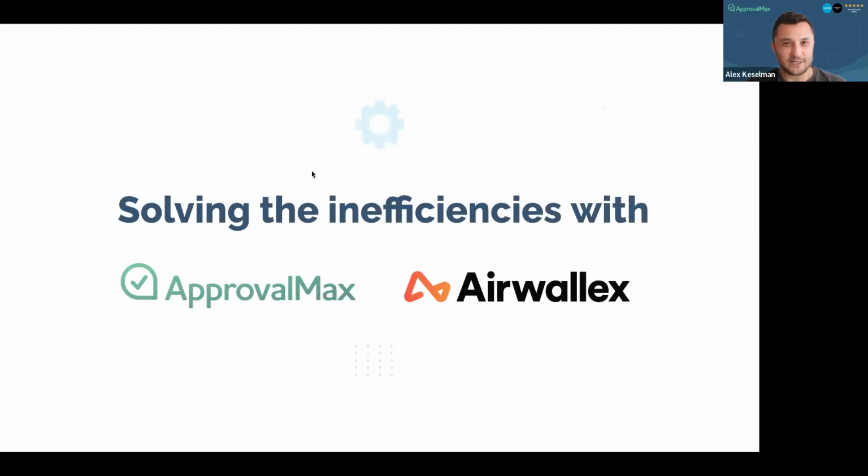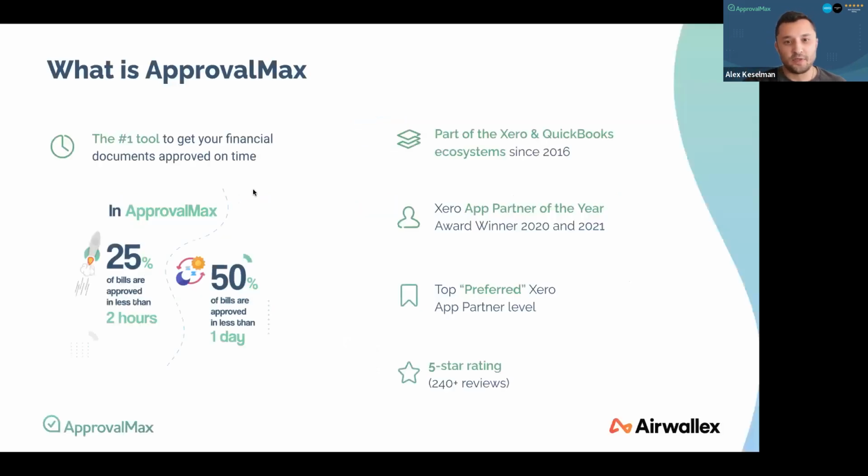Okay, so now once we've identified and gone through this step-by-step guide on where you can find all of these bottlenecks, now let's talk about the actual products. So we have myself from ApprovalMax and we have James from Airwallex. We'll now go through some of the things that we can show from ApprovalMax and Airwallex, and we'll take a look at the actual live demo, a very quick one, just for you to understand the way it works. So I'll start with ApprovalMax.